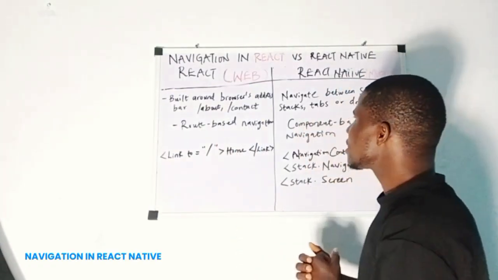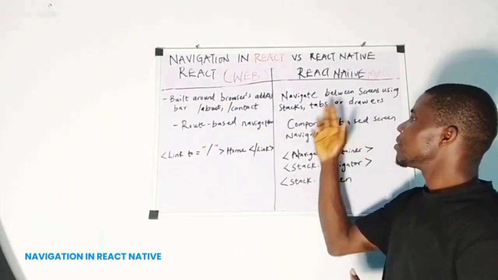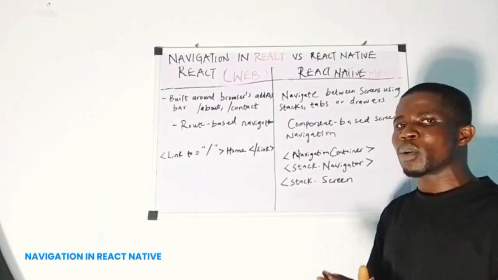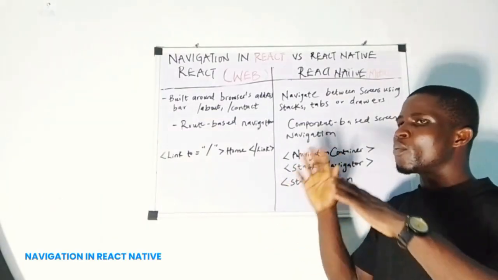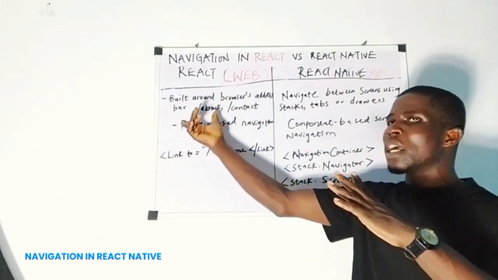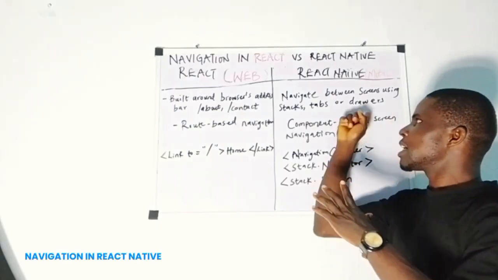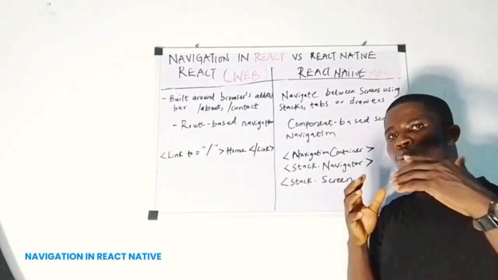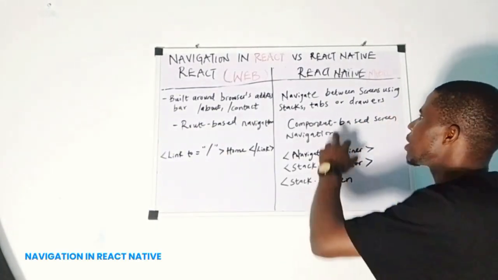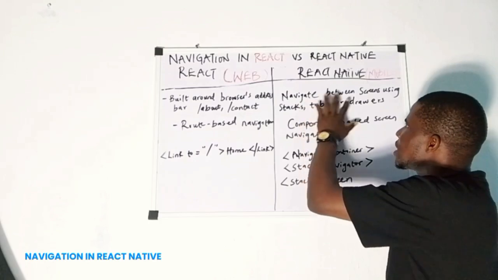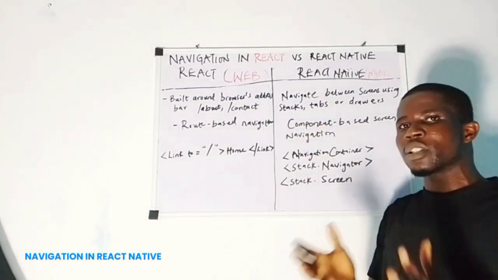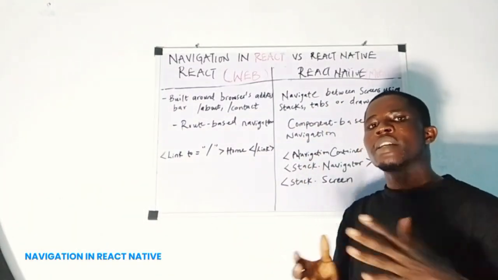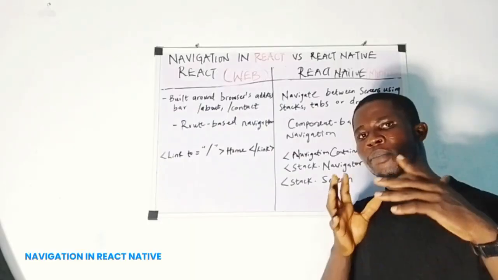But if you are looking at something similar in React Native, you are not going to get that, because it is quite different. We are talking about URL for the web. Then for React Native, we are talking about screen navigation. So you can see that we are navigating between screens using stack, tabs, and drawers, because that is how React Native is built.